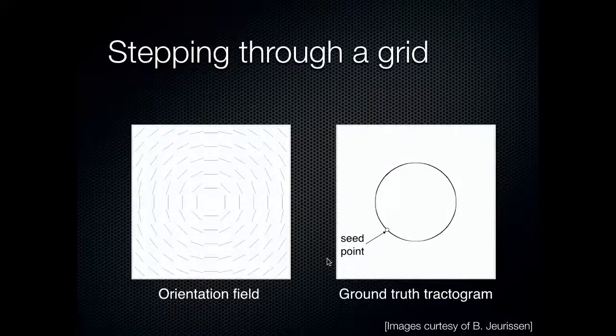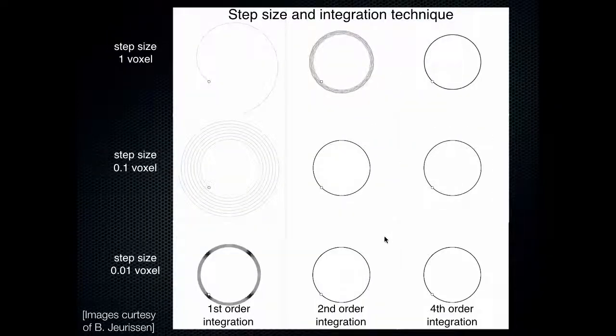Another very simple example. Imagine this field of orientations, just circles. Extreme case, of course. We don't have streamlines that go in a circle, I hope. It's less likely that we have circular streamlines or fibers in the brain. But let's imagine we have a seed point here, and look at all the different possibilities if you change the step size, which is the way you step through your voxel grid, versus interpolation: first order, second order, or fourth order.